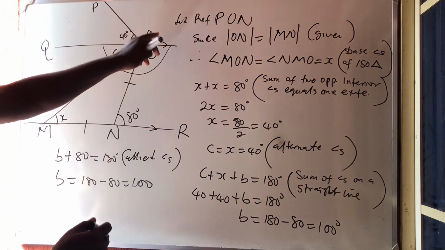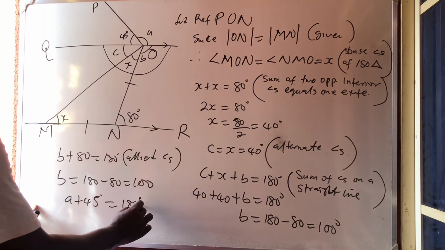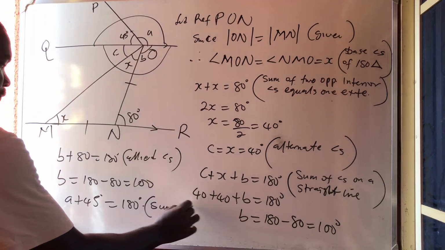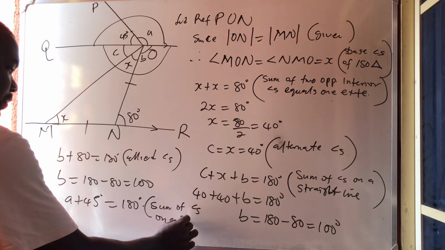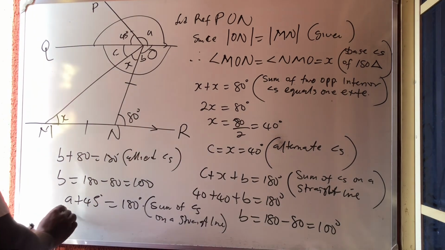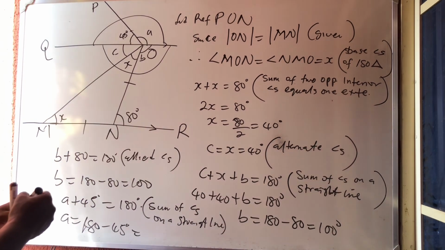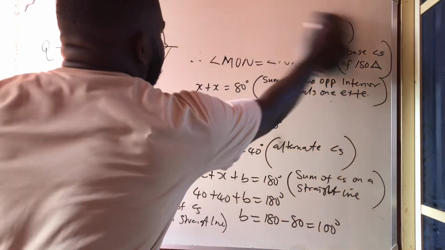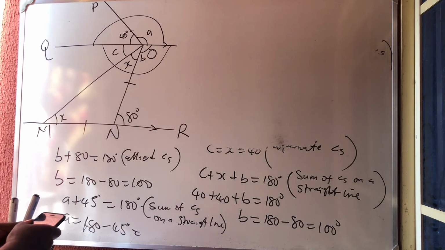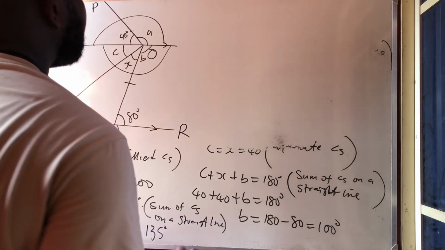So to get my A now, my A is simply A plus 45 degrees is equal to 180 degrees, which is what? Sum of angles on a straight line, half of a circle. So therefore my A is 180 minus 45 degrees. Permit me to clean here. So I've gotten 180 minus 45, so I'm having 135 degrees.